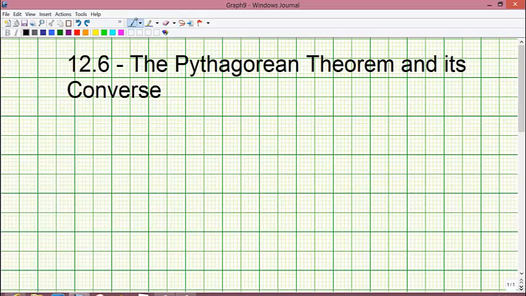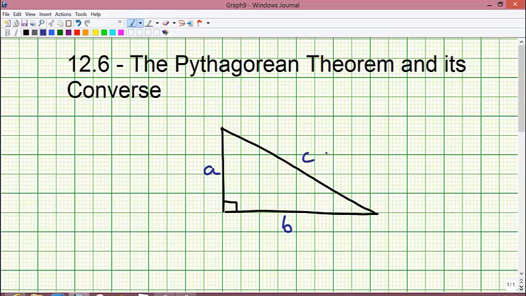And his greatest insight was the discovery that when you have a right triangle of this form, and you have sides A, B, and C, then the relationship between the sides is always thus: a squared plus b squared equals c squared. Okay? And this is true for any right-angled triangle.